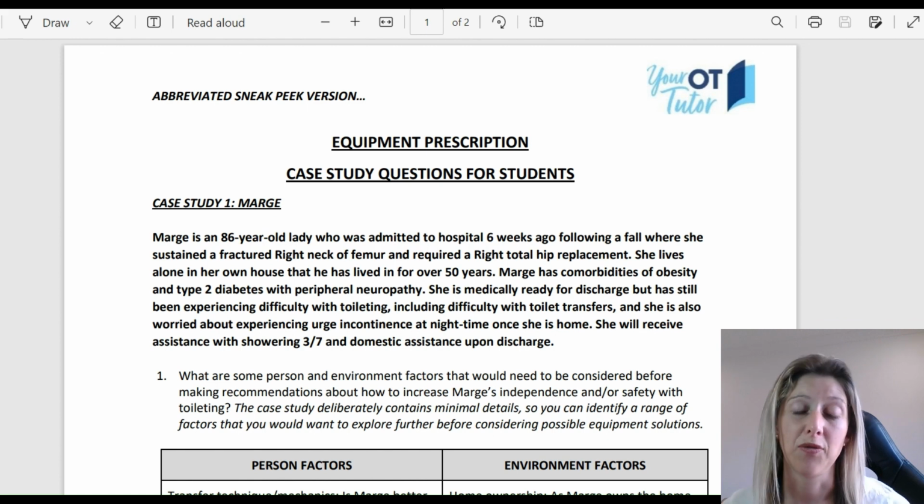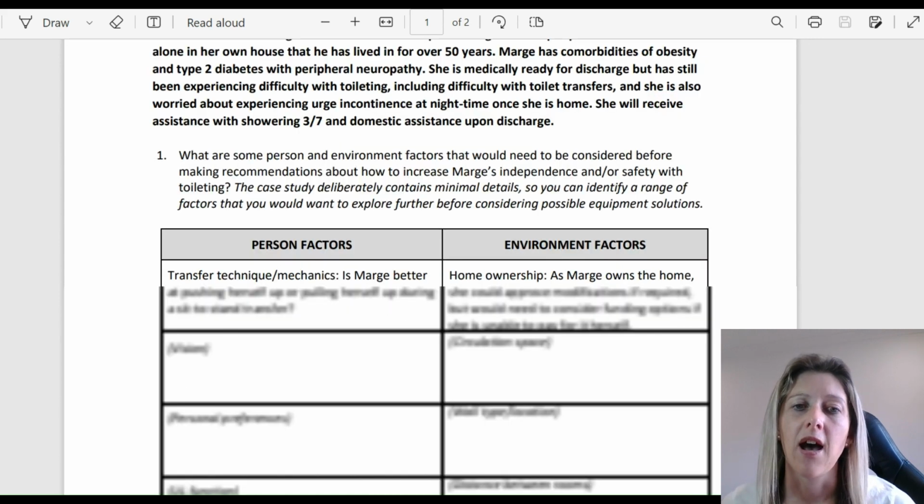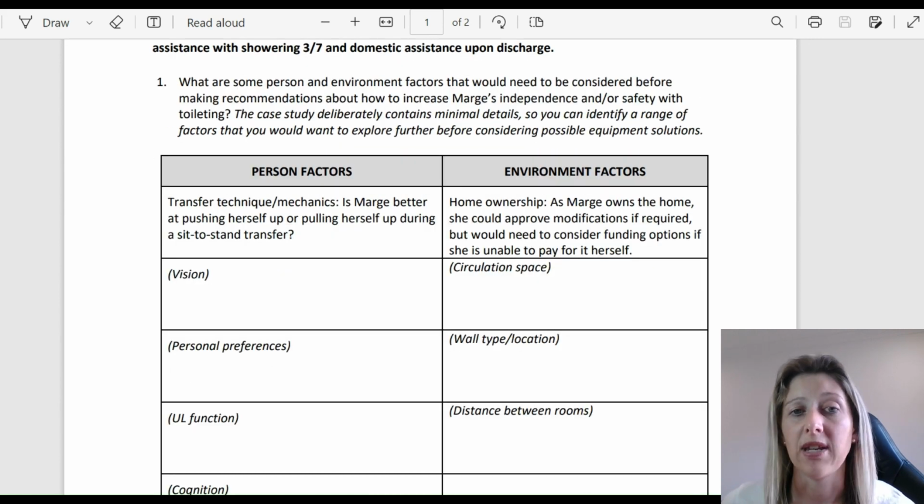So this resource starts with an outline of a case study. In this case, it's Marge, who was admitted to hospital 6 weeks ago following a fall where she's had a fractured neck of femur, and now she's nearly ready for discharge, but she's still having some issues with toileting. The first question on this list asks the students to think about what are some of the person and environment factors that need to be considered before making recommendations about how to increase Marge's independence or safety with toileting.